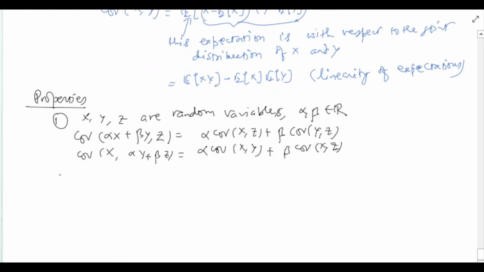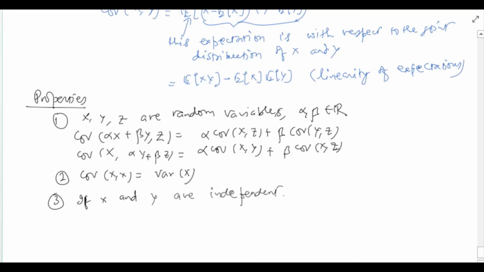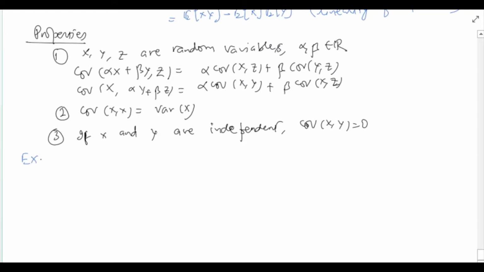Second property is the covariance of a random variable X with itself equals its variance. Another property is if X and Y are independent random variables, then their covariance is 0. Let's see a couple of examples to understand the notion of covariance.